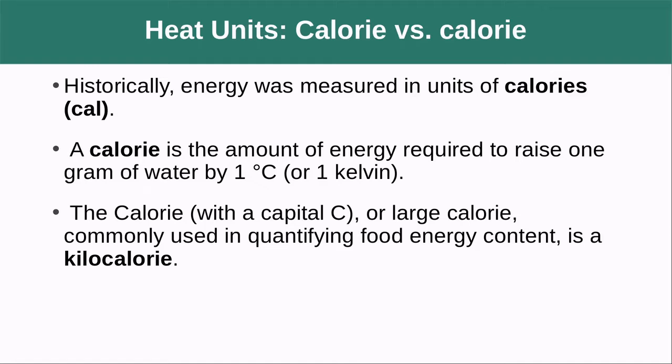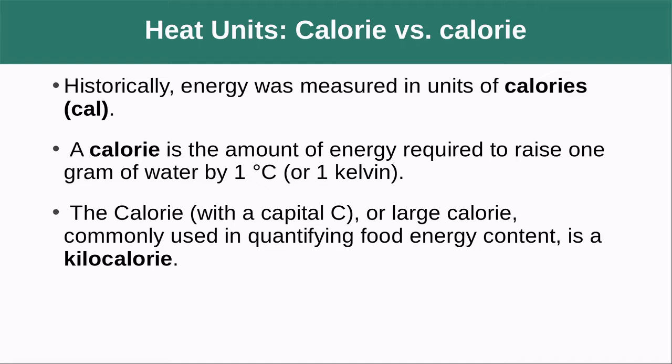So, units of heat. Historically, energy was measured in units of calories, and a calorie is the amount of energy required to raise 1 gram of water 1 degree Celsius. Because the difference in temperature in degrees Celsius is the same as the difference in Kelvin, it could be called the amount of energy required to raise 1 gram of water by 1 Kelvin. Do be careful with that because it's only the differences in those temperatures that are equal to each other. It's not the actual absolute temperatures.